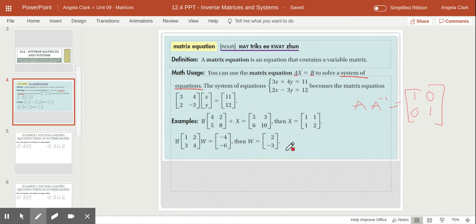So in this one, they did that. It doesn't show what the inverse is. We'll talk about finding that in a minute. I mean, we've done it in the previous section. But if I multiply both sides by the inverse, I end up with W equals 2, negative 3. Now, assuming that W is XY, then I would say that x equals 2 and y equals negative 3. All right, so let's do some actual examples.